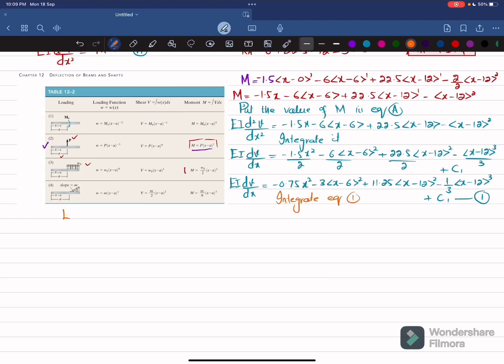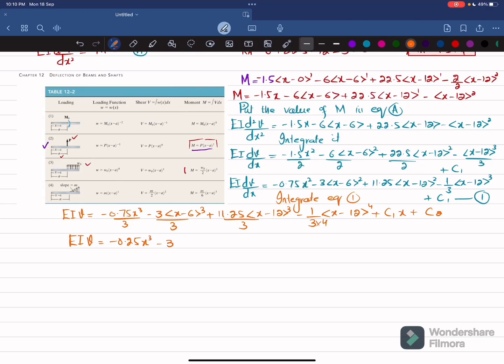So you will get EIv = -0.75x³/3 - 3⟨x-6⟩³/3 + 11.25⟨x-12⟩³/3 - 1/3⟨x-12⟩⁴, and we will multiply with this 3, plus C1x plus C2. So you will get EIv = -0.25x³ - 3 into 3, and 3 will cancel, so we are only left with ⟨x-6⟩³ + 3.75⟨x-12⟩³ - 1/12⟨x-12⟩⁴ + C1x + C2. And this is your equation number 2.